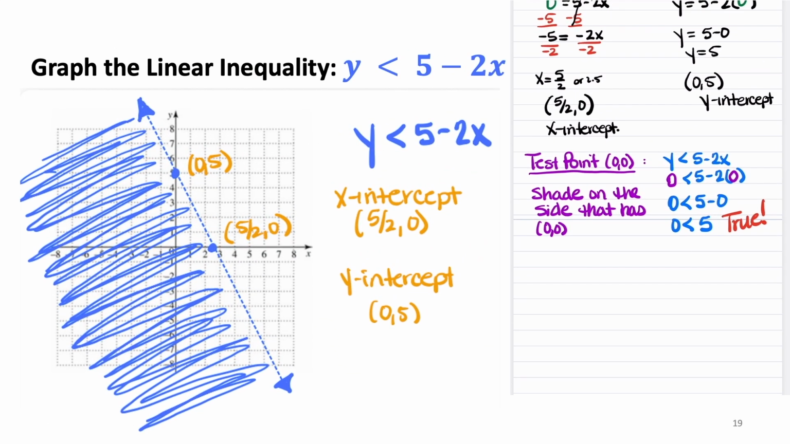It looks like that. We found our x-intercept and our y-intercept. This is just 2.5. We found that. And then we said it's going to be a dotted line. So we drew the line, and then you shade on this side because 0, 0 is right here. When we plugged in 0, 0, it was true. So that's the side that we shade on.